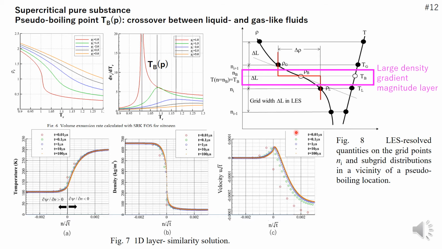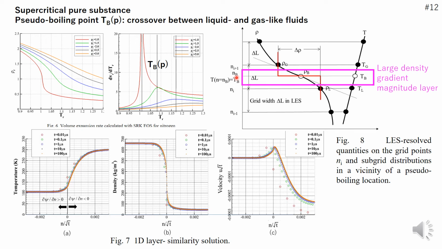This suggests that for a large LES grid width, schematically shown here, the effects of the large density difference across the PB location must be taken into account using an SGS model. Since the PB location is initially at NB equals 0, it is found that NB moves toward the hot fluid side, and the velocity difference across the PB location does not take a large positive value. This is because the hot fluid is cooled.